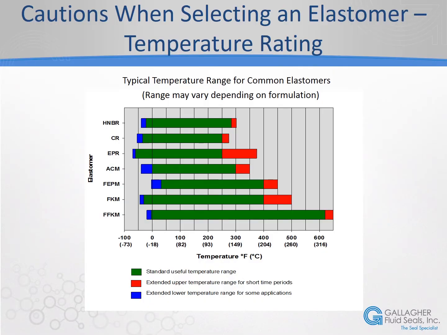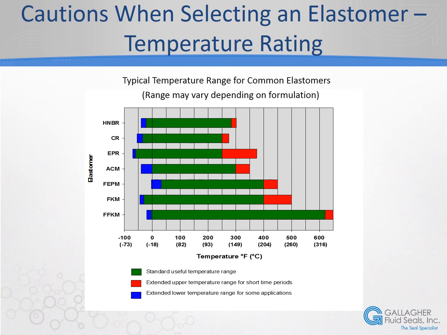These last few slides review some cautions when selecting elastomers. This first chart shows the temperature rating for 7 different elastomer materials. By now you will recognize that the bottom 3 elastomers on the chart are fluoroelastomers. On this chart, the green bar shows the standard temperature performance range for each type of elastomer. This information is typically shown in product literature.